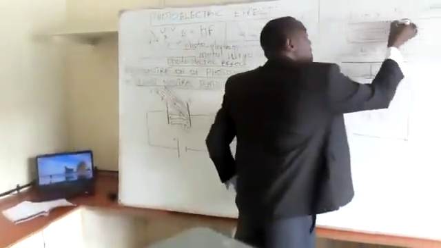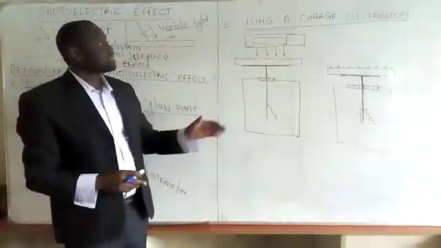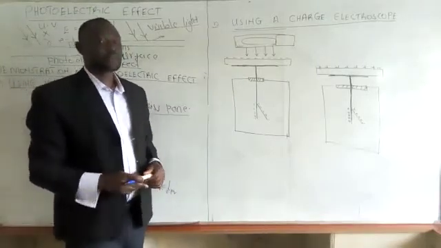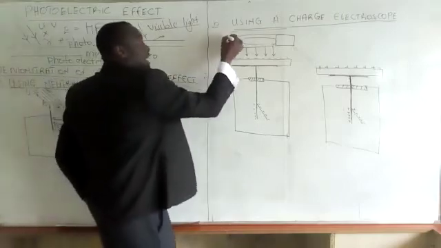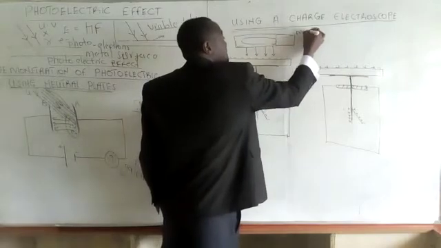Another demonstration that we can use to show photoelectric effect is using a charged electroscope. We can take a mercury lamp. This is a mercury lamp.